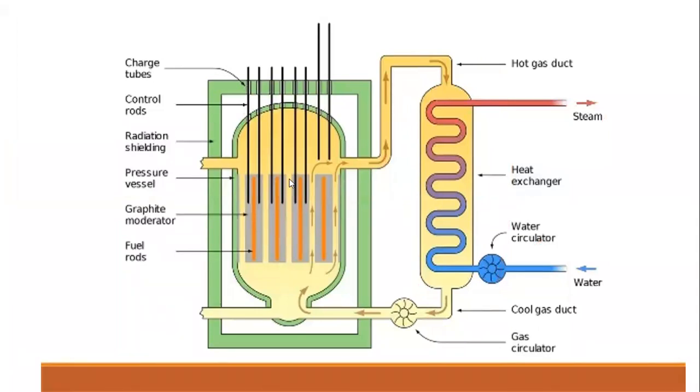This is one of the basic construction designs of gas cooled reactors. These are the control rods and these are the fuels. This is the moderator, that is the graphite, and this is the total pressure vessel, shielded by the radiation shielding. This is the heat exchanger with the water inlet, where water circulates, and the hot gases enter the heat exchanger. After the water and the hot gases combine, steam is produced. This is the steam outlet.